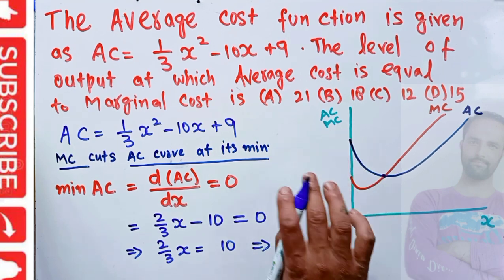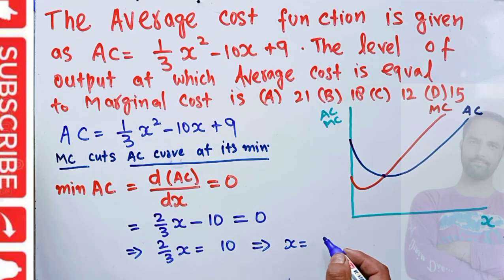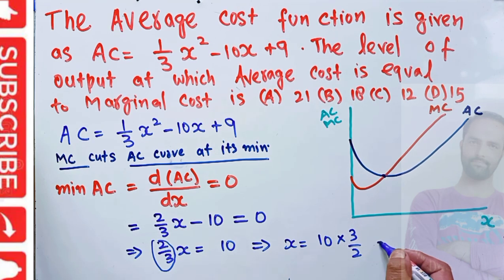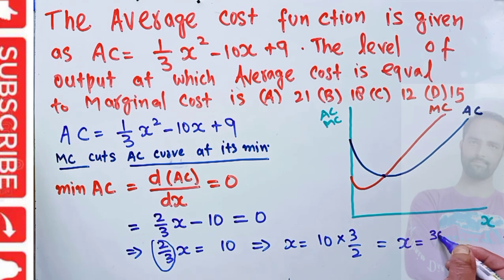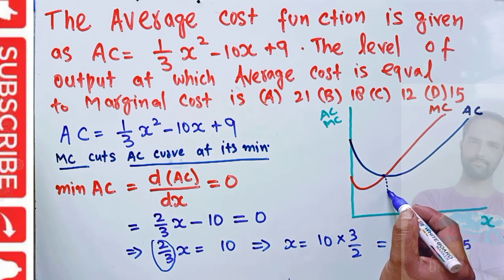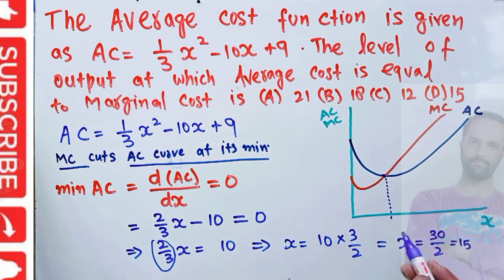Transposing this, 2/3 x should be equal to 10, so x will be equal to 10. If I transpose 2/3, it gets reciprocated and multiplied, so it becomes 3/2. So we have x equal to 10 times 3, which is 30, divided by 2, which comes out to be 15. The point where the slope of the average cost function is zero is 15. This is one way of solving this question.